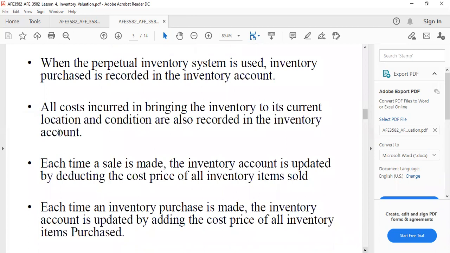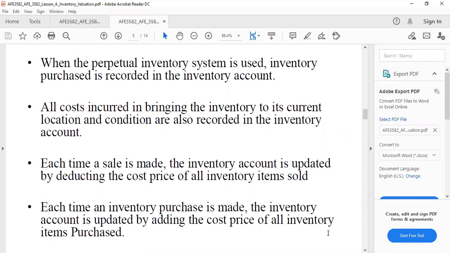So it says that all costs incurred in bringing the inventory to its current location and condition are also recorded in the inventory account. So you do not just record the cost price. You need to include all the costs involved, because those costs make up the whole total cost of that certain item that you bought.